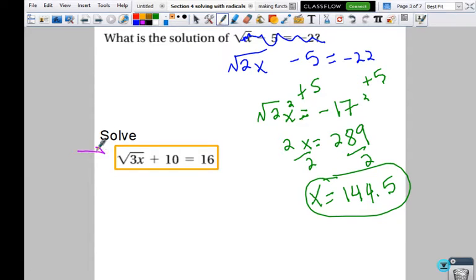Alright, first in-class problem, I want you to solve the one in the box. Okay, check it.